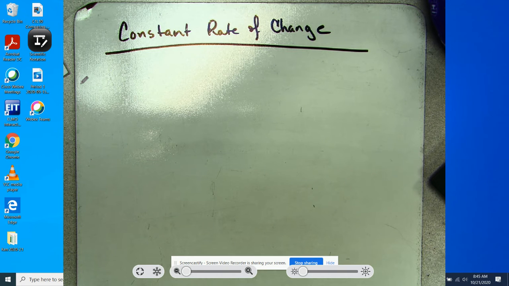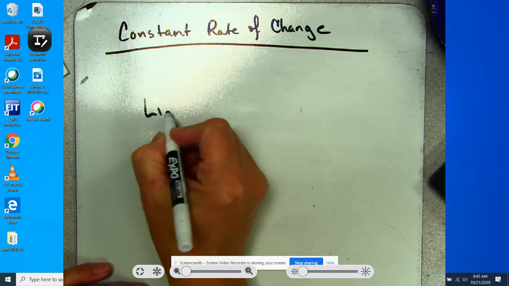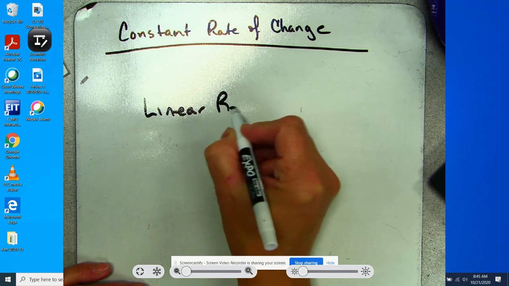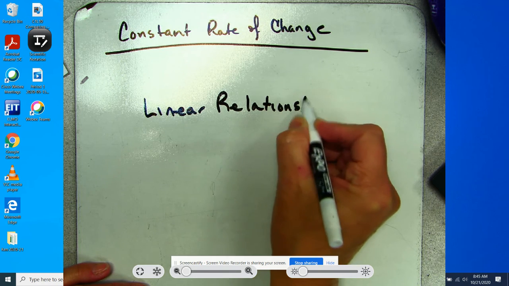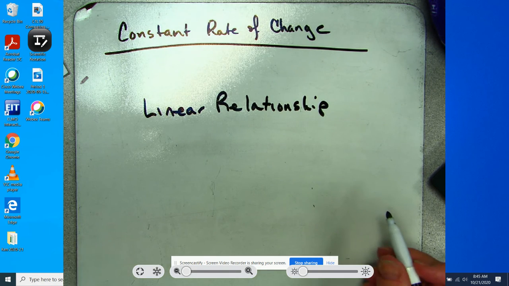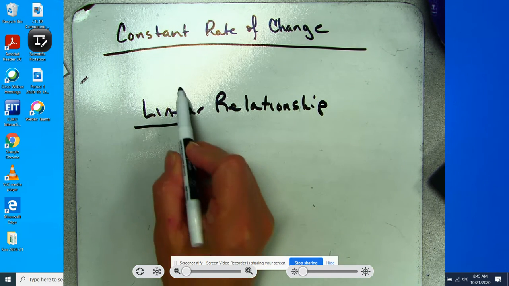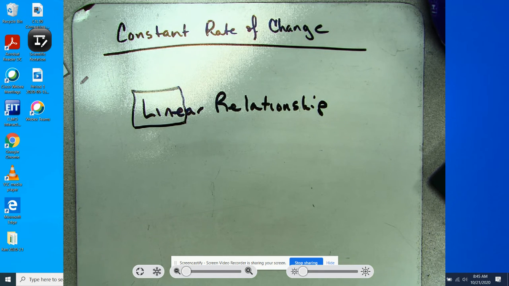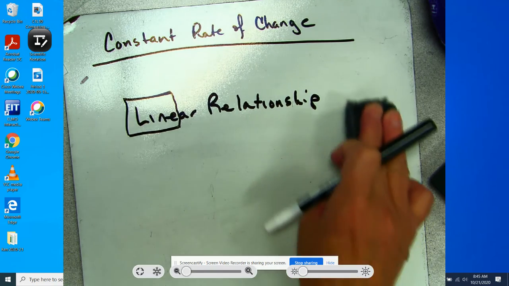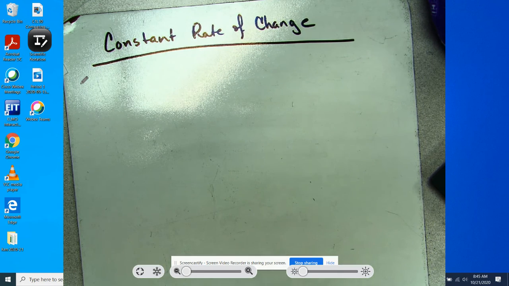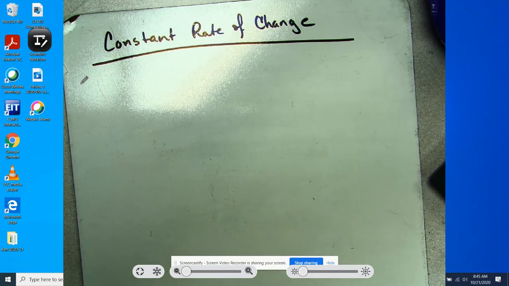So if you did your vocabulary like you were supposed to, you'll see that a linear relationship, and I'll write that down so you can see it, linear relationship. A linear relationship is a relationship between two variables, and it creates something very specific. It creates a line. So if you are looking at a picture of a line in a graph, if the line is straight, you know you're looking at a linear relationship because all linear relationships create lines. So to look at a linear relationship, we would take a look at something like this.